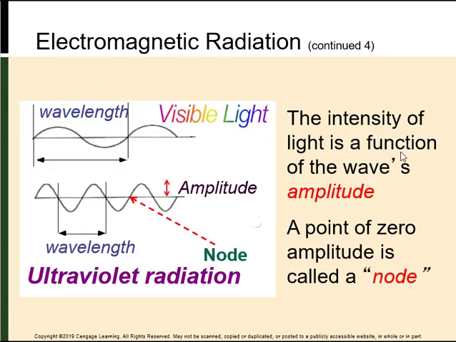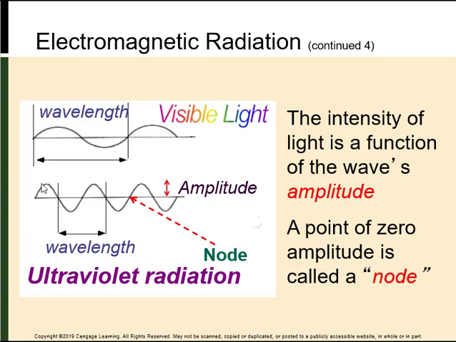The intensity of light is a function of the wave's amplitude. We can see that this wave has a much smaller amplitude than this, actually. These are pretty close. The amplitude is the measure from the resting position to the crest, or the resting position to the trough. So this one might have just a little bit greater amplitude, but there definitely is a greater frequency in this wave.